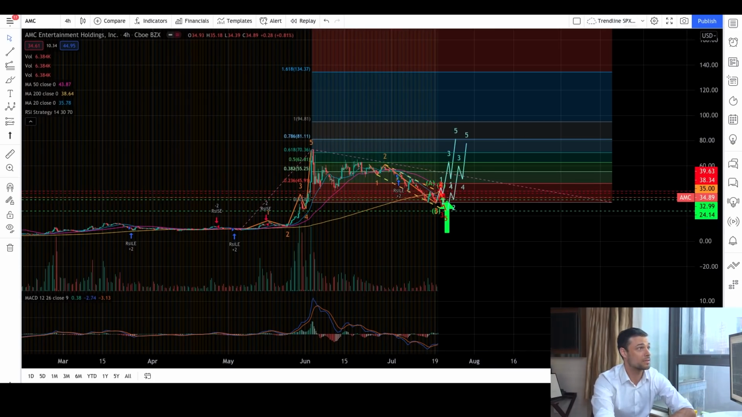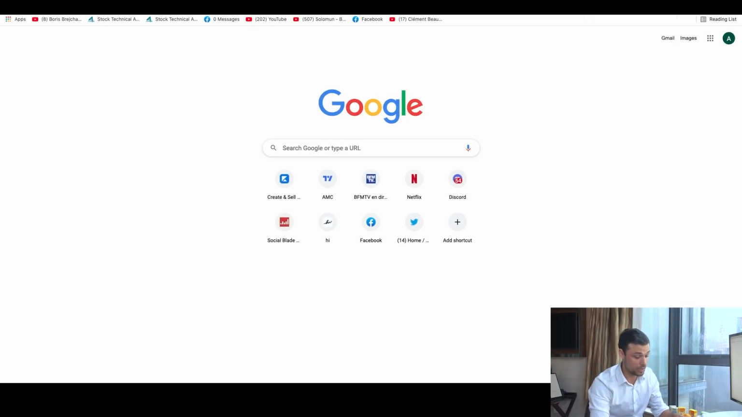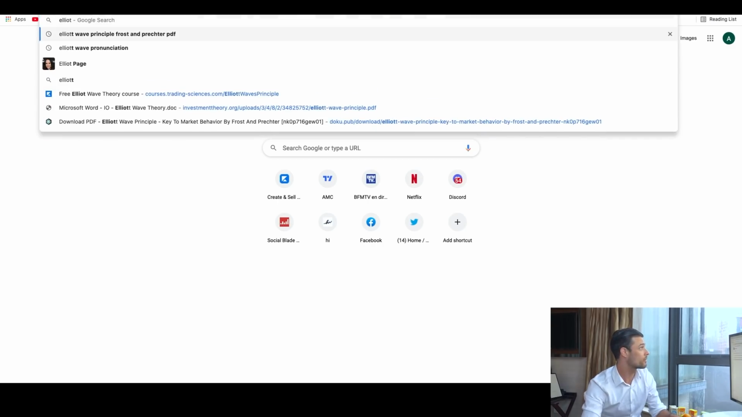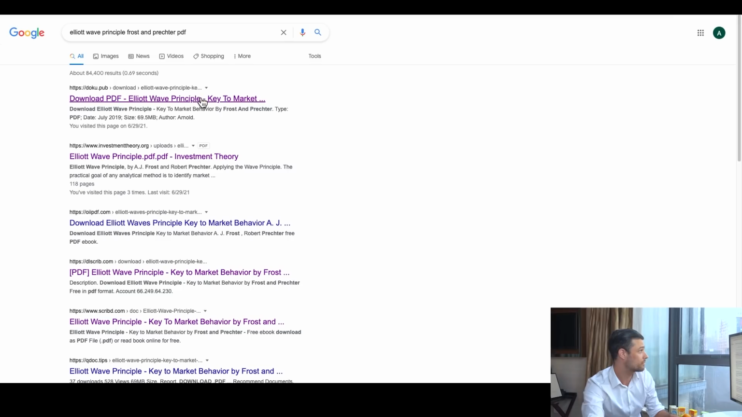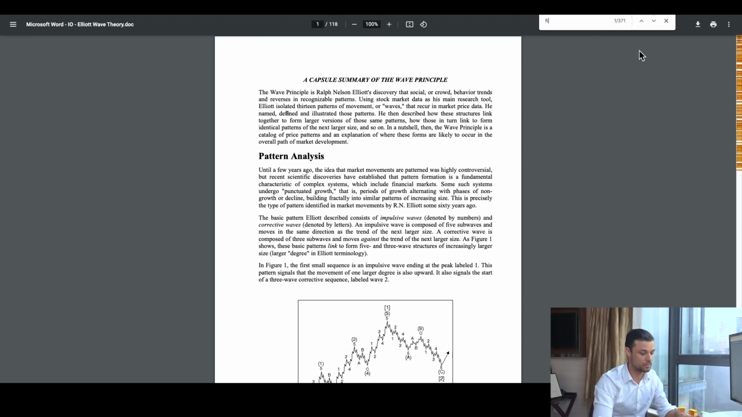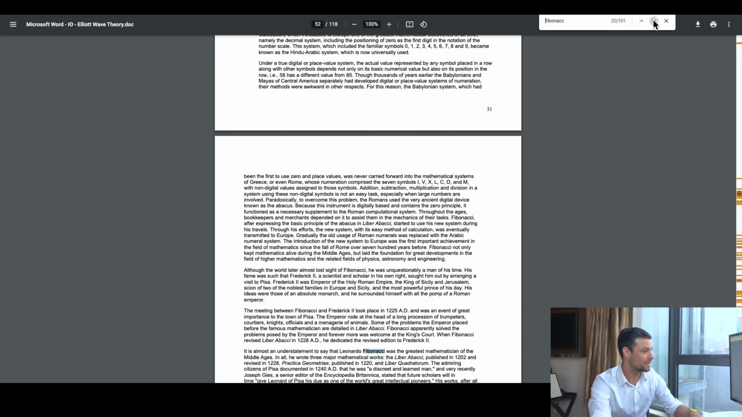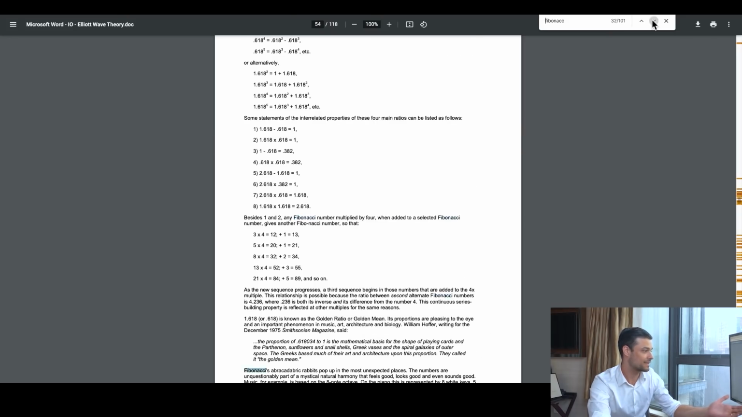And once again, guys, where do I get this information from? I don't just say that randomly. You tap Elliott wave theory, Frost and Prechter PDF, you click on this link, and you look for Fibonacci. We're going to find the Fib extensions that Elliott predicted 50 years ago. This is a solid theory.